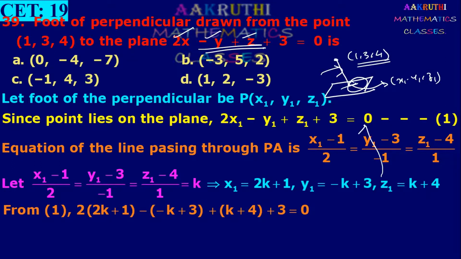We substitute all this in equation 1. So we get 2 into (2k plus 1) minus (k plus 3) plus (k plus 4) plus 3 equal to 0. When we simplify this, we get 6k plus 6 equal to 0, which implies k equal to minus 1, and substituting here we find the x1, y1, z1 values.